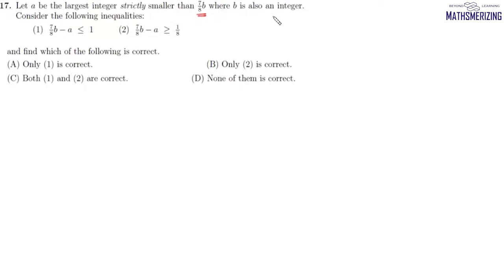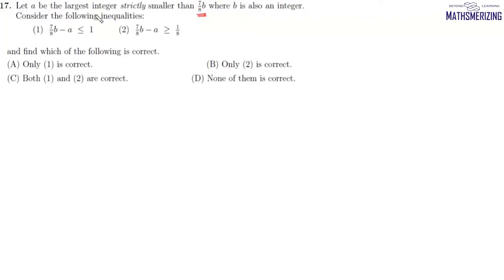Now here the question is, let a be the largest integer strictly smaller than 7b by 8, where b is also an integer. Now consider the following inequalities: 7b by 8 minus a is less than or equal to 1, and 7b by 8 minus a is greater than or equal to 1 by 8. We need to find out which of the following is correct.